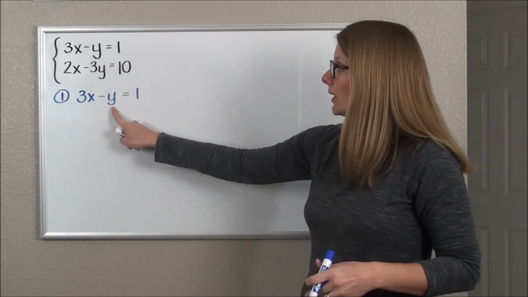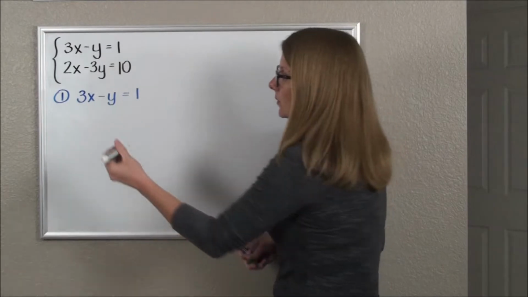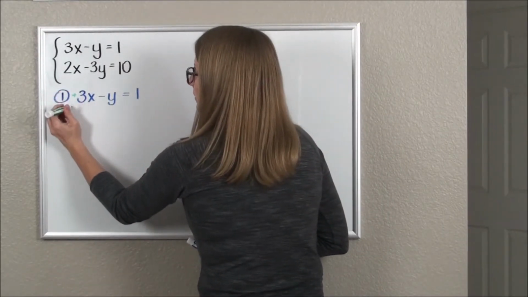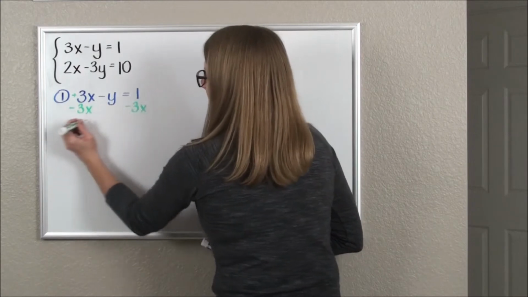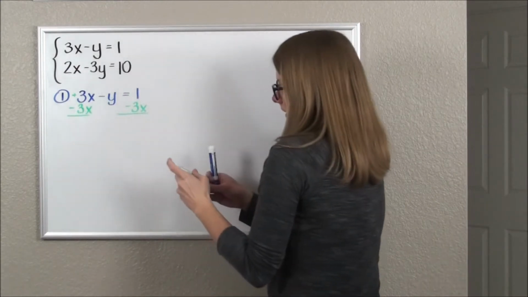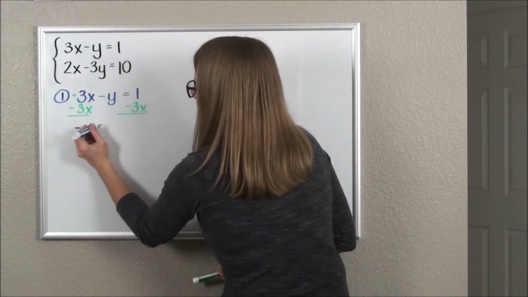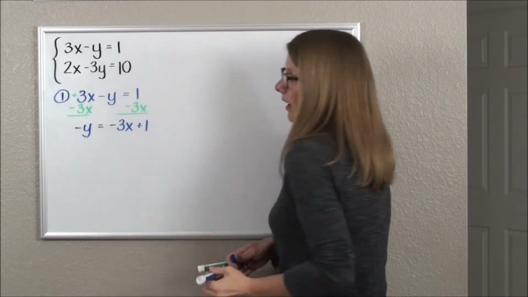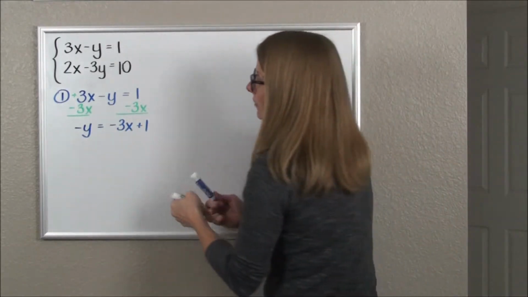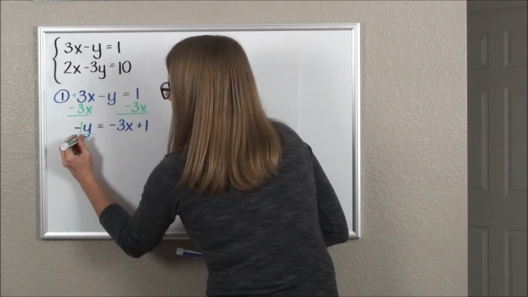So let's take this equation and try to get the y by itself. To get that y by itself, let's relocate the 3x, and since it's positive originally, let's subtract 3x from both sides. That leaves me with negative y on the left. And on the right, I'll have negative 3x plus 1. I'm not quite there. I still have a negative 1 attached to y. I need to detach it with division.